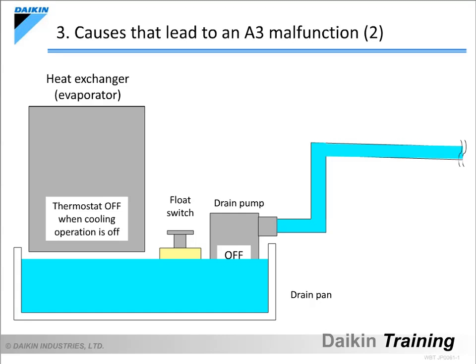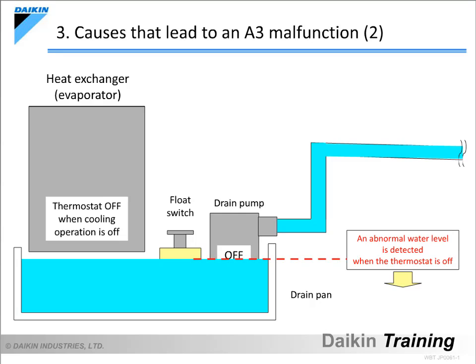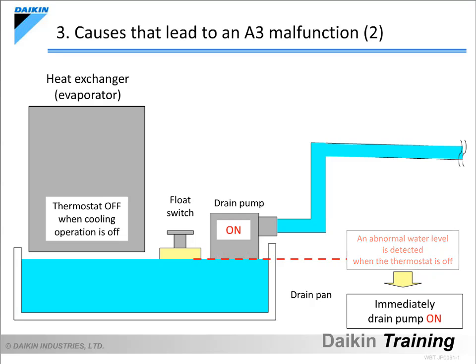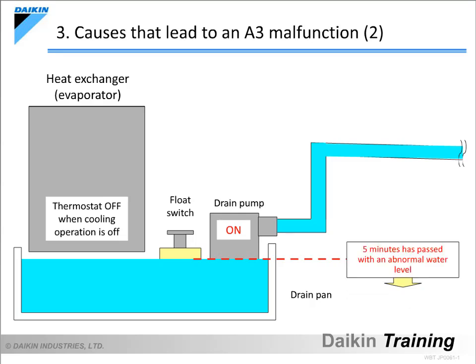If water continues to flow backwards while the drain pump is off, the water will overflow from the drain pan into the indoor area. In order to prevent this, the drain pump starts operating immediately after the float switch detects an abnormal water level, even when the thermostat is off. If the water level does not drop despite the drain pump operation, and the float switch continues to detect an abnormal water level for 5 minutes, the remote controller will display the A3 malfunction code, resultantly disabling cooling operation.